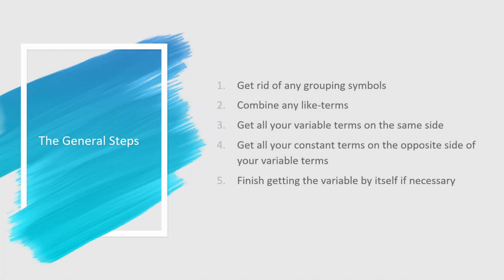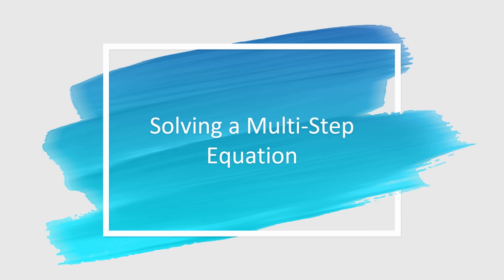So again, to sum up the steps that we want to use if we're ever given a multi-step equation, you want to get rid of any grouping symbols. Again, if you're given an example that doesn't have any grouping symbols in it, you can just skip this step. You won't always use every step. Then you can go ahead and combine any like terms, separate your variable terms and your constant terms so you get all your variable terms on one side and all your constant terms on the other side, and then you go ahead and finish getting the variable term by itself. And that's how you solve a multi-step equation.